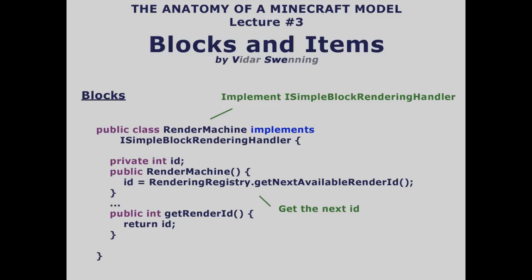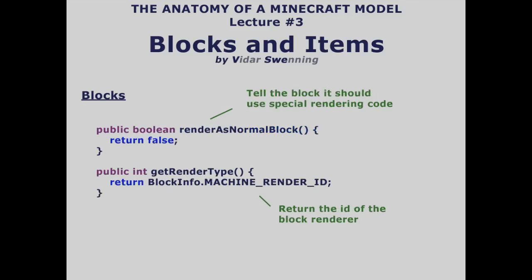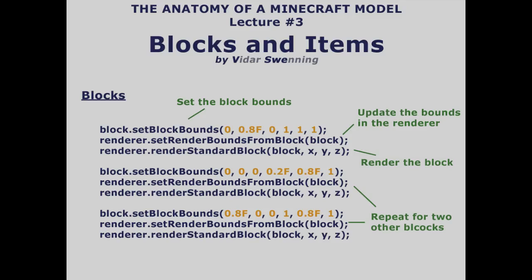But to do so, what we had to do was get an ID and then return it as its render ID that we can see there. So we set ID to rendering registry get next available render ID. And then we use that in the block itself. We said render as normal block and return that as false, and then when we return the get rendering type, we simply return the value we stored. So block info machine render ID is obviously not enough. We have to store it from the ID that was used by the renderer that we created in the client proxy. So we just need to make sure that those IDs match.